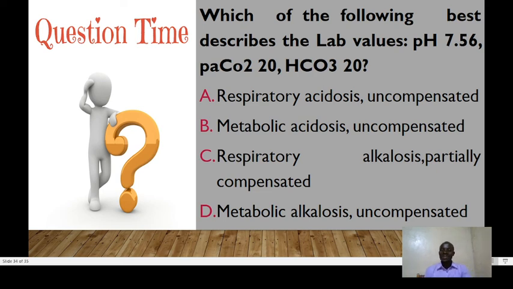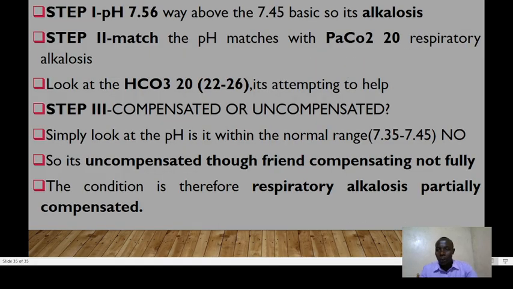Okay, guys, we've come to the end of the session, but you can have this question. Which is the best description for these values, where we have a pH of 7.56, partial pressure of carbon dioxide 20, and the bicarbs 20? Step number one, look at the pH. Our pH is 7.56. You can see it's way above the 7.45, which is basic. So this is an alkalosis environment, an alkaline environment.